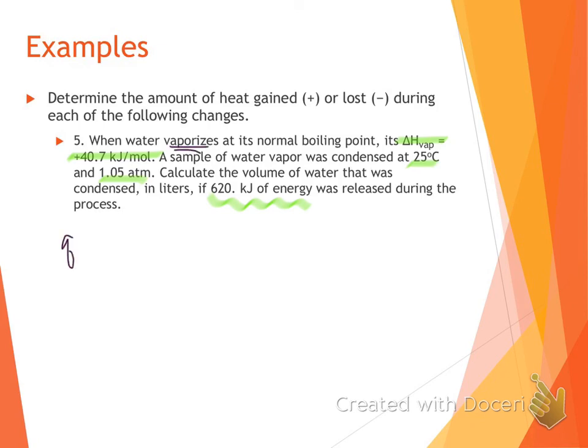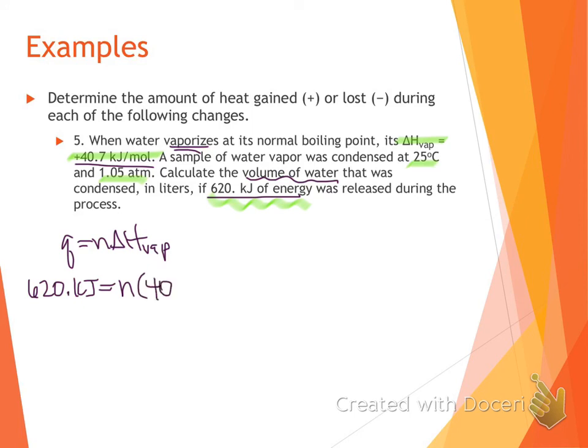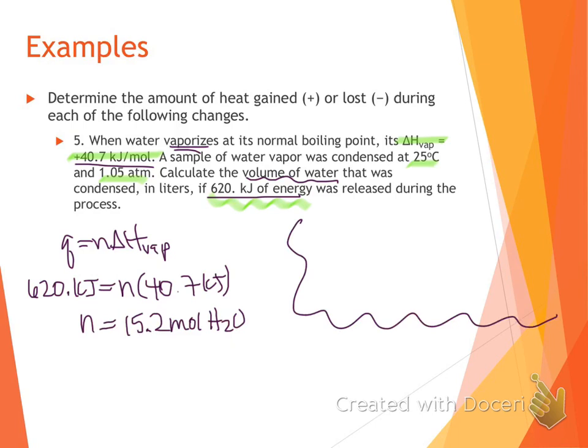So as we look at this, we're going through a phase change. We're vaporizing water. So we're looking at our Q equals nΔH. We're given the heat of vaporization, which we need since we're vaporizing, and how much energy was released this time. So we're actually given our Q, and we need to know how much water. We're looking for the volume of water. Well, if I find my moles, I'll be able to find the volume. I'll have an amount that I can then work with. So we need to solve for the moles of water. We'll plug in that heat of vaporization there. So that gives us 15.2 moles of water.